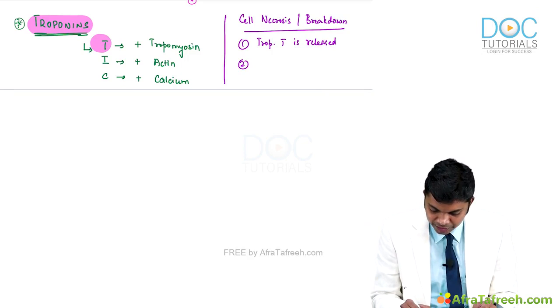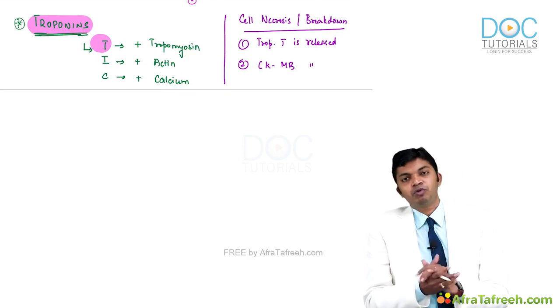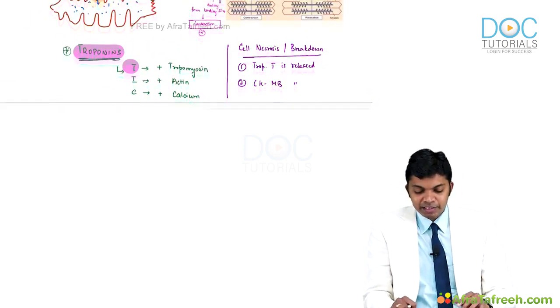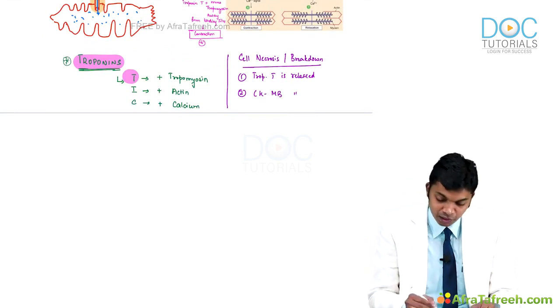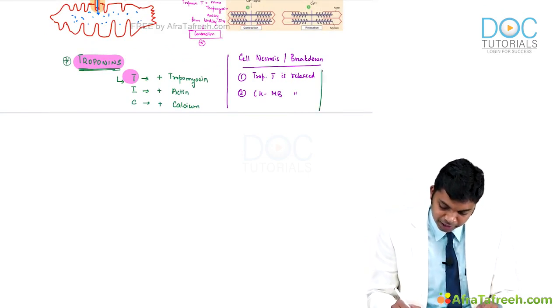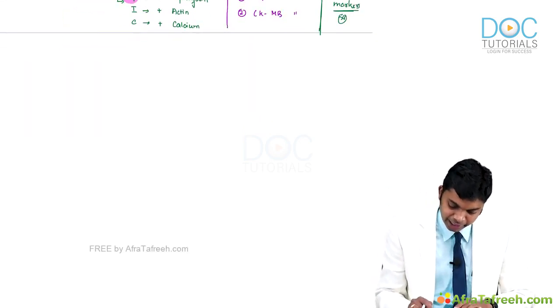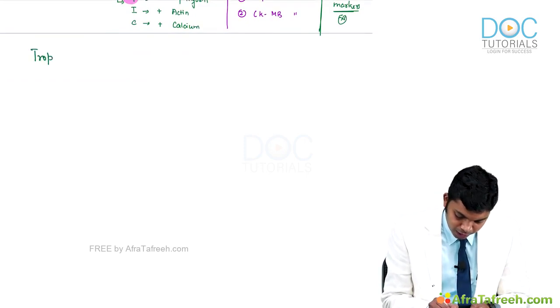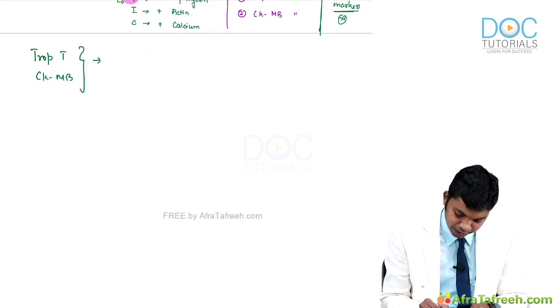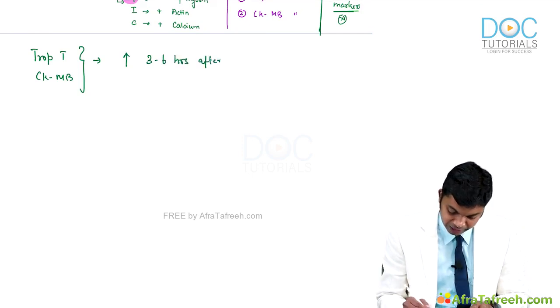As well as you have release of creatinine kinase MB subtype, right? So, you have both troponin T as well as creatinine kinase released into circulation because of cell necrosis. These are what we used to call cardiac markers. Now, what is the importance, doctors? What is the importance of cardiac markers? Troponin T as well as creatinine kinase MB, which we colloquially call TROP-T as well as CKMB, both these molecules increase in 3 to 6 hours after infarction.